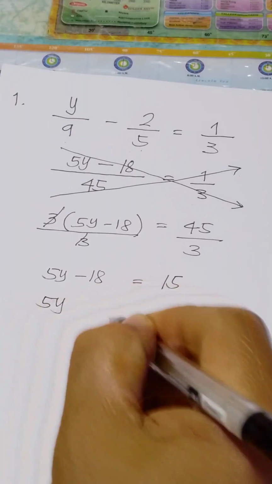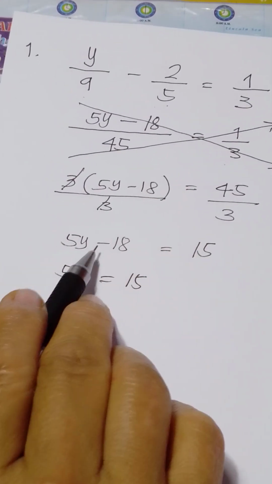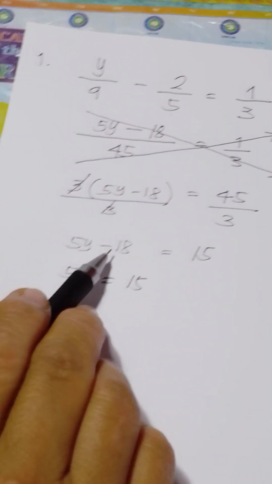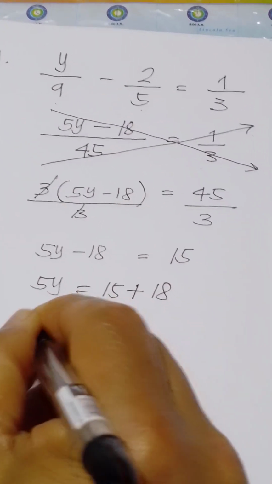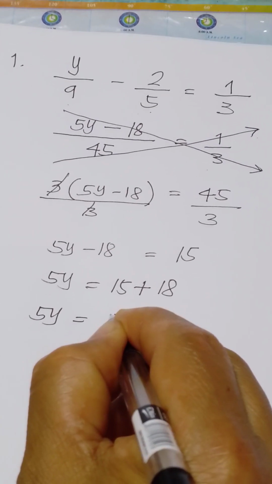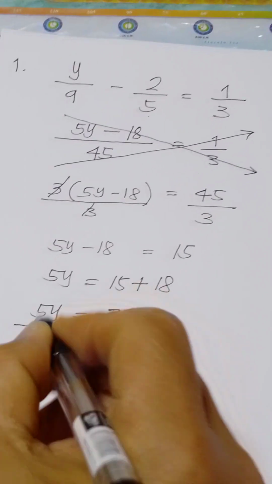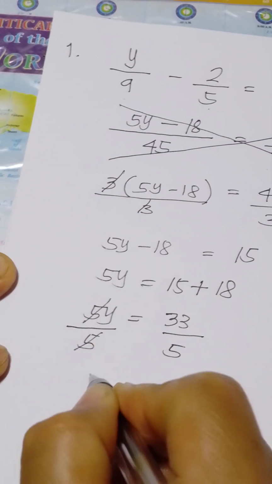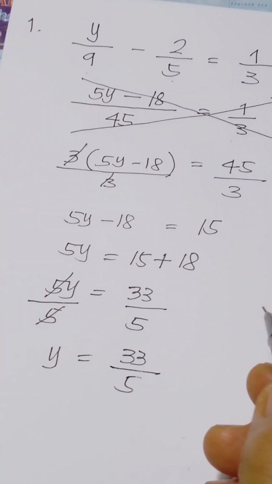So 5y. Next thing to do is copy this 15 and then transpose minus 18 to the right. When we transpose minus 18, this will be changed to positive 18. So I have here 5y is equal to 15 plus 18 is equal to 33. Then I have to divide by 5 both sides to solve the value of y. So I have now y is equal to 33 over 5.